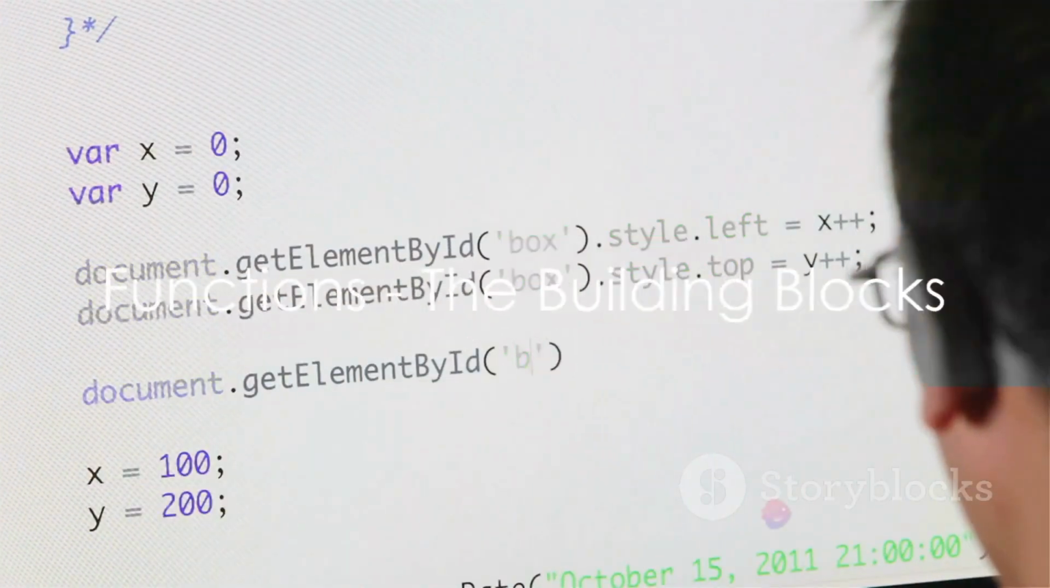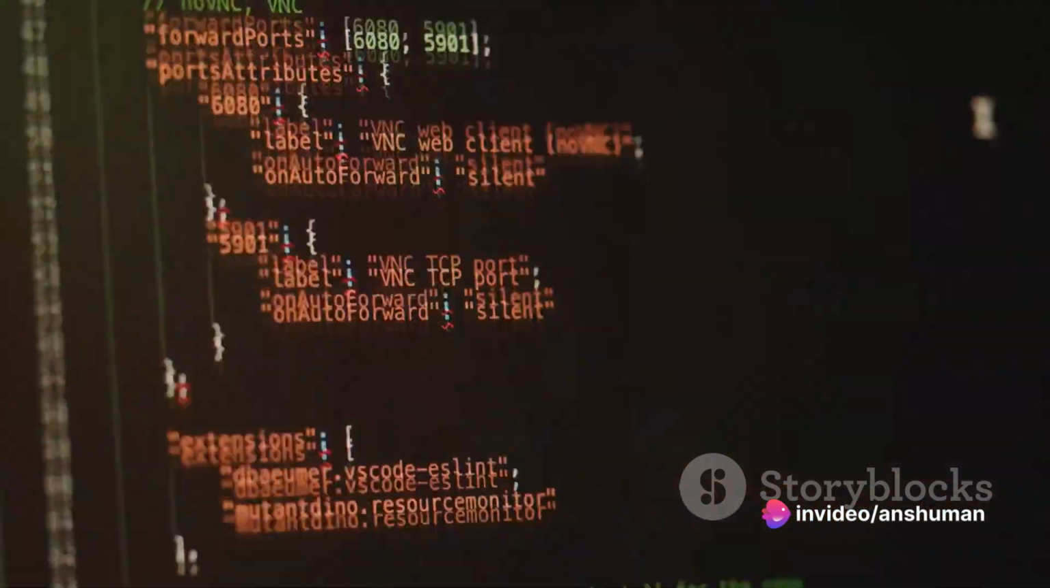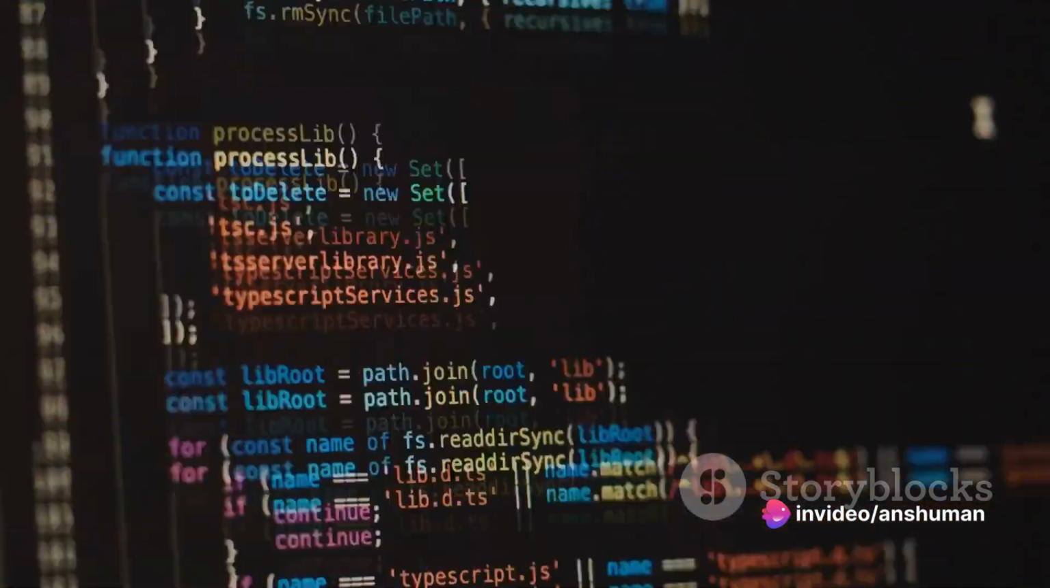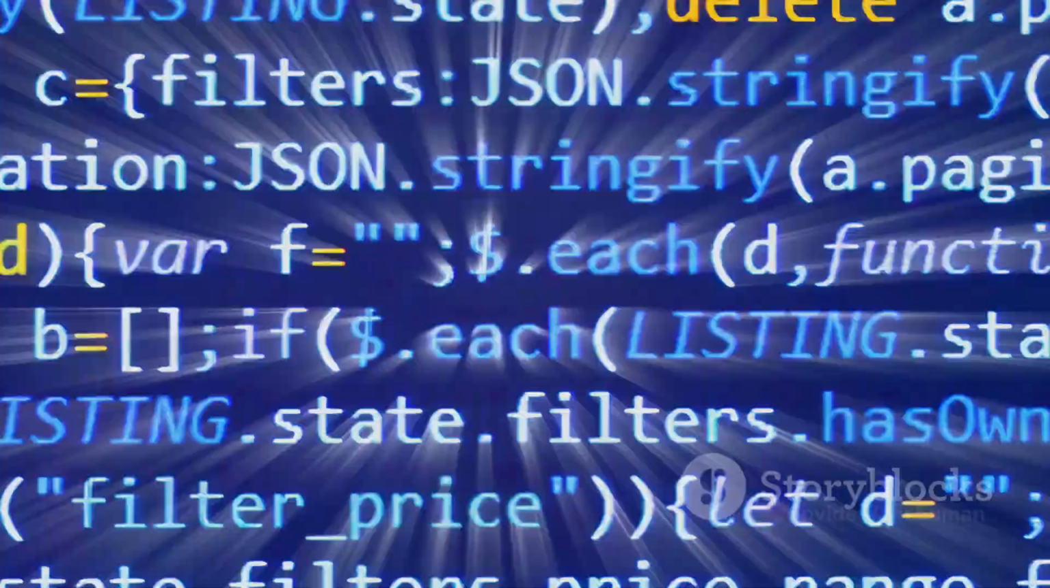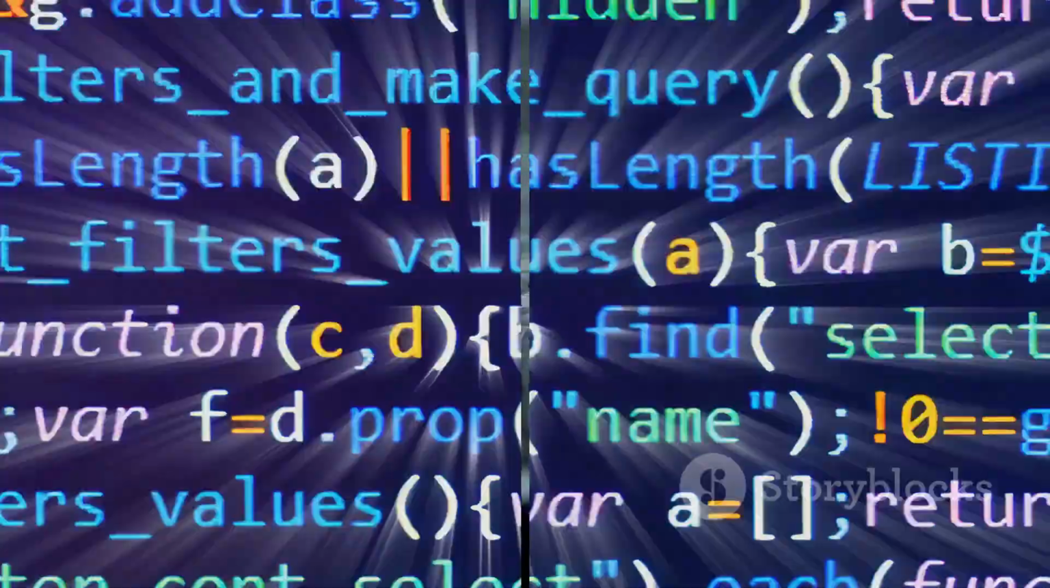And then there are functions, the building blocks of any program. A function is a piece of code that performs a specific task. It's like a machine in a factory. You put something in, it does some work, and then it spits something out.